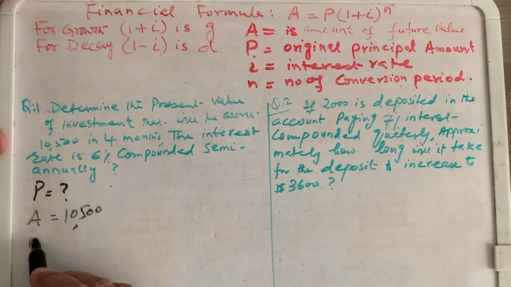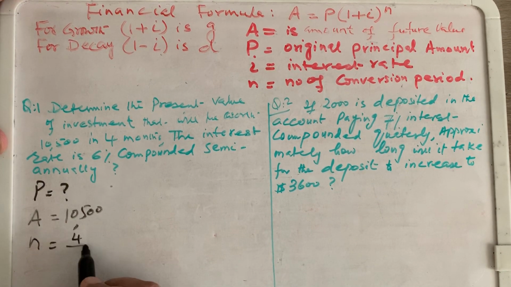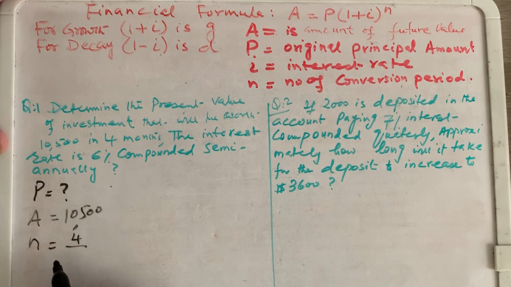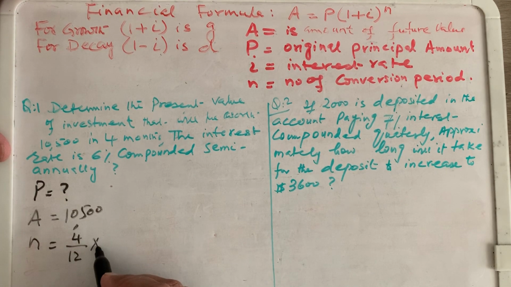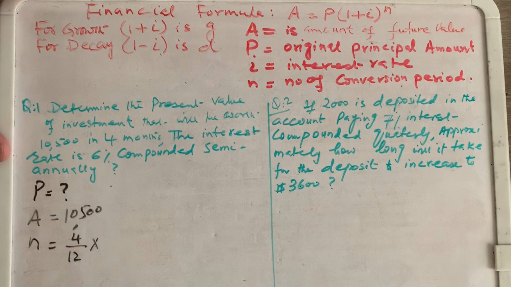So that means n is 4 months, but this n has to be in years, and we always have to take n as the number of years times the frequency. So 4 over 12 is the years, right? But we have to multiply it by the frequency. We always have to multiply by the frequency, and what is the frequency here? 2, right? Frequency is 2.